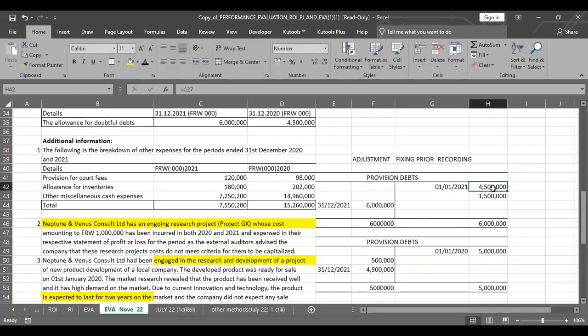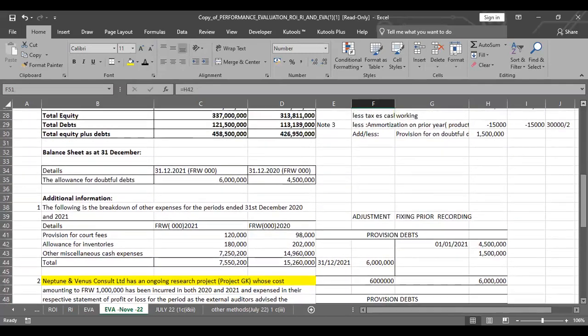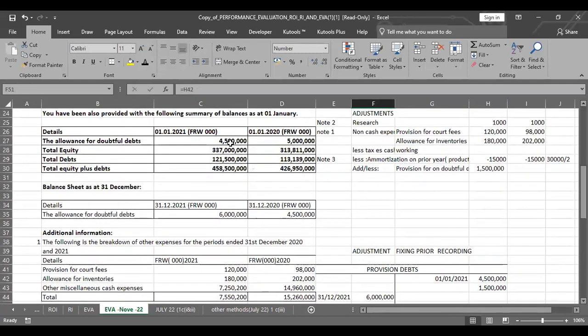So this must be closing here, then it must be opening here. This must be also the same opening here. So don't ask where is the opening. The opening must be this one here, which of course was the closing here.